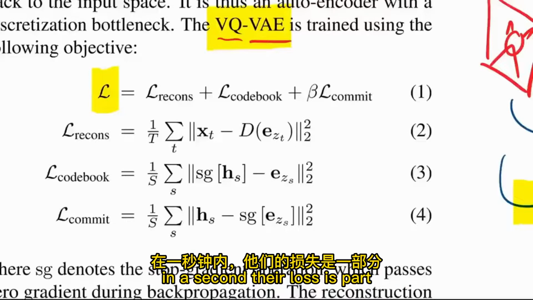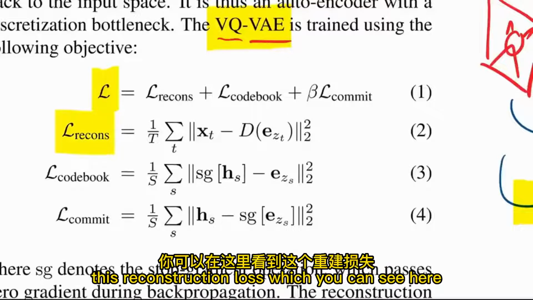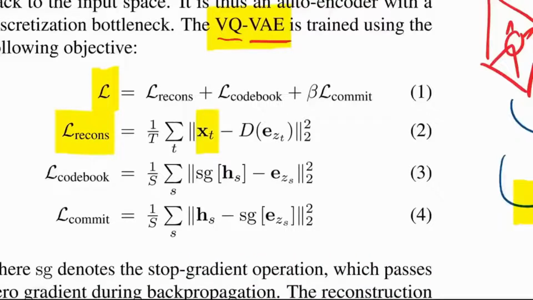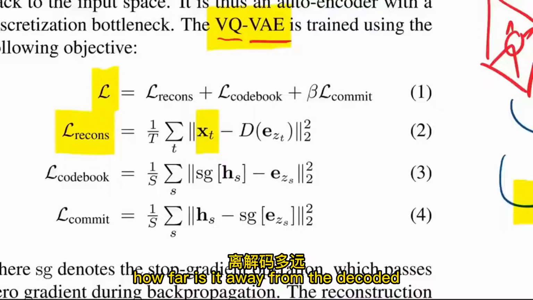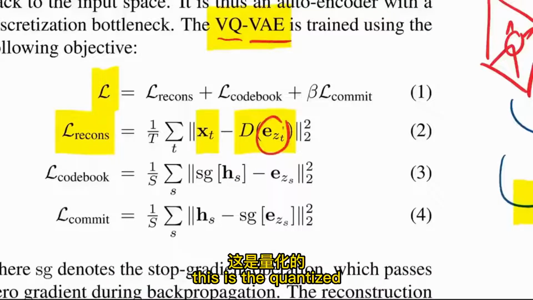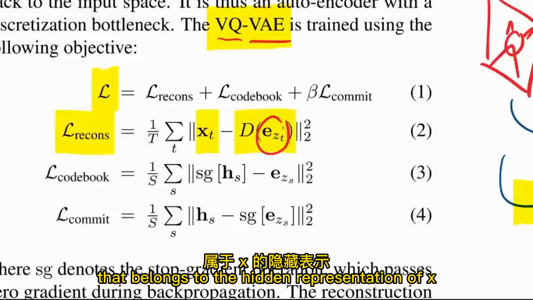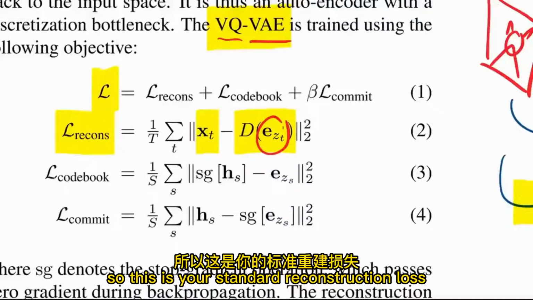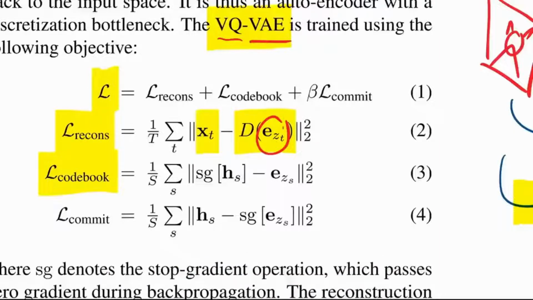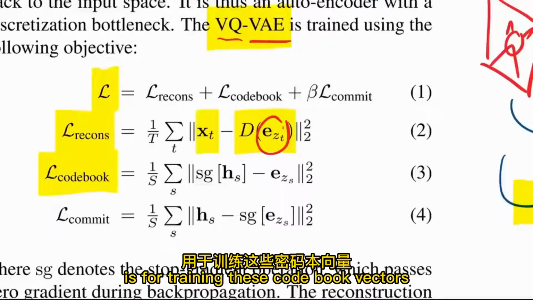Their loss is partly this reconstruction loss, which you can see here. This is the original image. How far is it away from the decoded hidden quantized representation? This E here is the quantized codebook vector that belongs to the hidden representation of X. So this is your standard reconstruction loss. The next part of the loss is this codebook loss. Now the codebook loss is for training these codebook vectors.